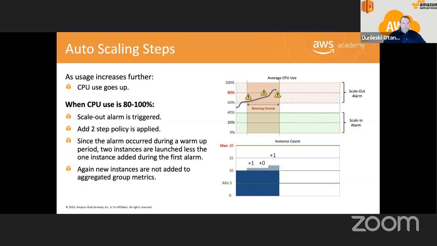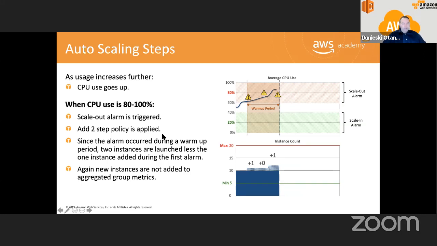And then since the alarm occurred during a warm-up period, 2 instances are launched, less the 1 instance added during the first alarm. Again, new instances are not added to aggregated group metrics. This may look a little confusing, but this is the way auto-scaling works. In that time, when there's a warm-up period, there might be other alarms triggered, and then auto-scaling realizes that the initial 2 that you set to be added don't need to be added.